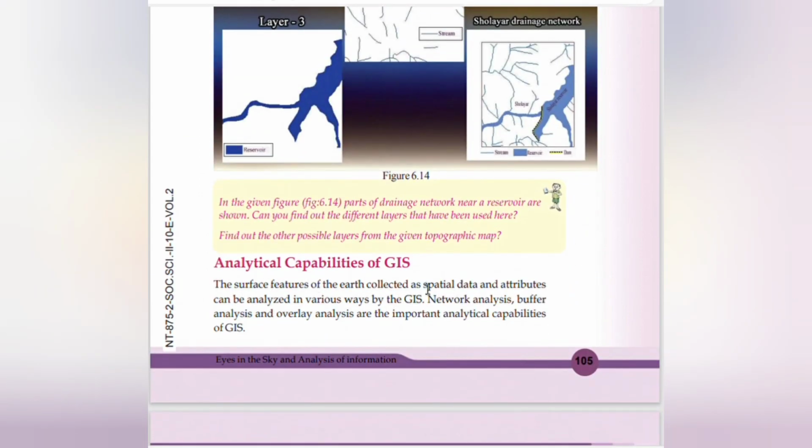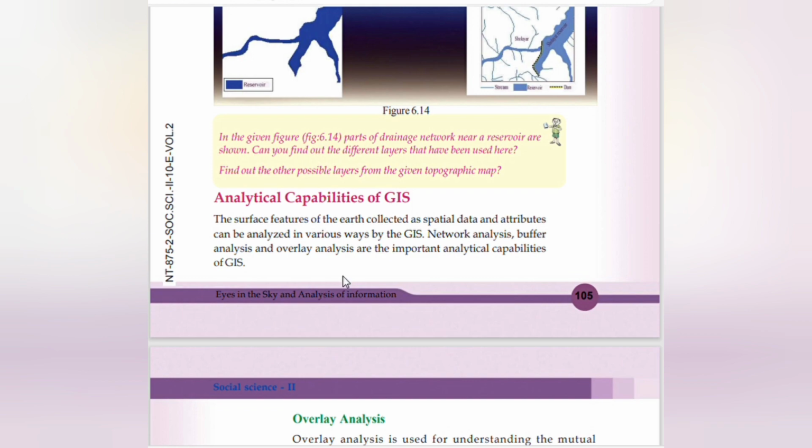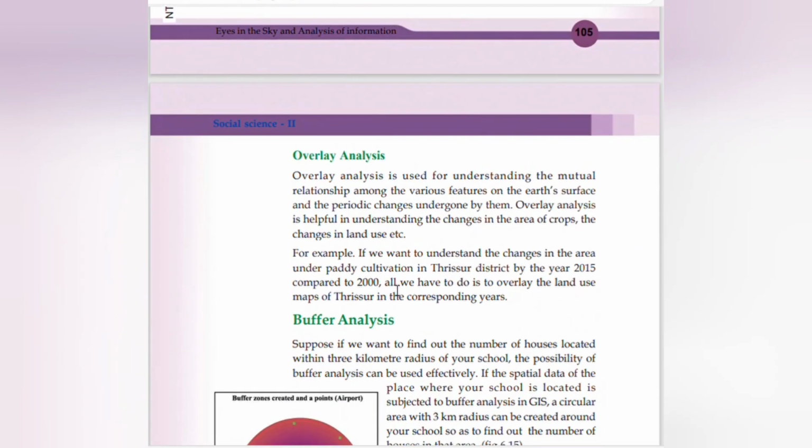Analytical capabilities of GIS. Surface feature of a earth collected as spatial data and attribute can be analyzed in various ways by the GIS. Network analysis, buffer analysis, and overlay analysis are the important analytical capabilities of GIS. Overlay analysis. Overlay analysis is used for understanding the mutual relationship among the various features on the Earth's surface and the periodic changes undergone by them.